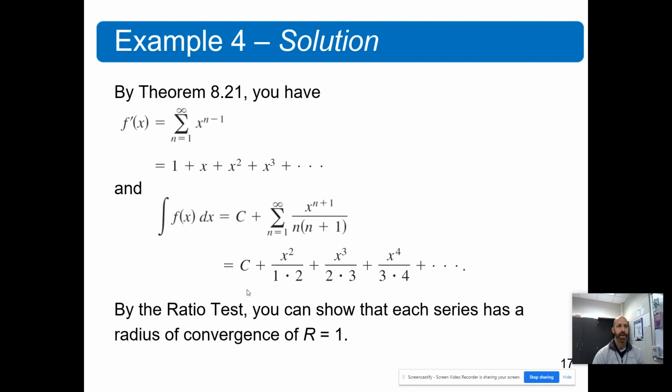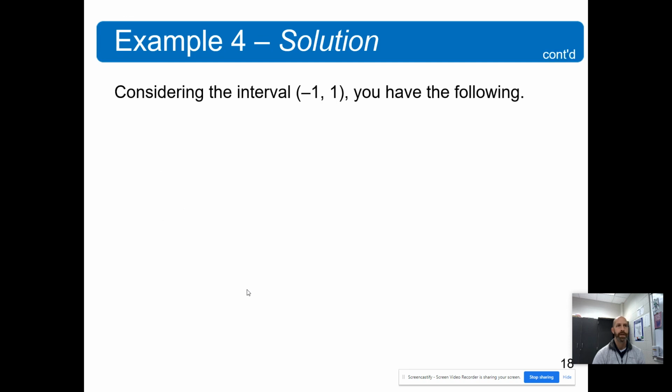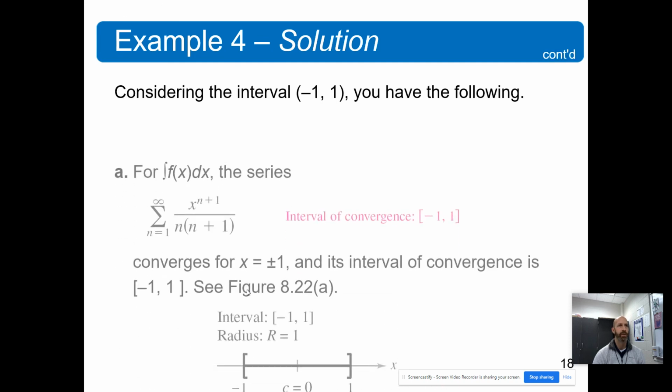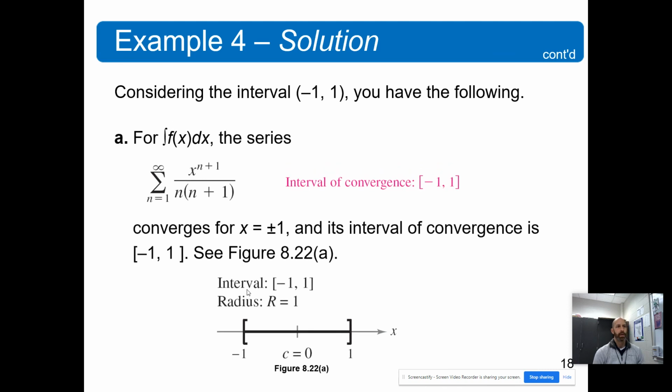By the ratio test, we can show that each of these series has a radius of convergence of 1. Now let's look at the endpoints. We have a radius of convergence of 1, so let's look at the integral. We have the series x to the n plus 1 over n times the quantity n plus 1. It converges whether we put in 1 or negative 1. So its interval of convergence is negative 1 to 1 inclusively.